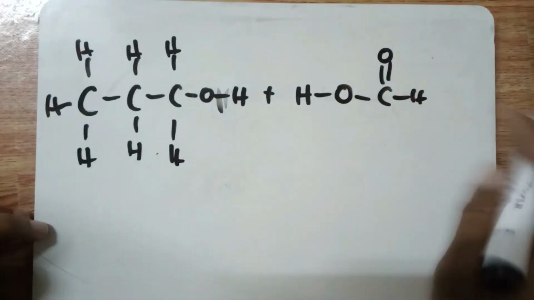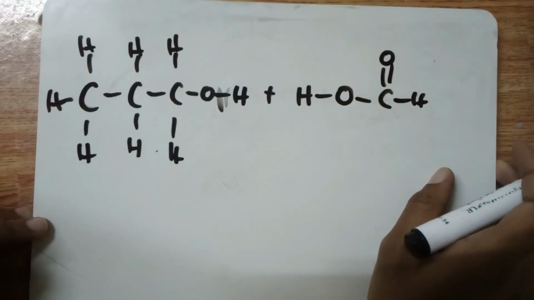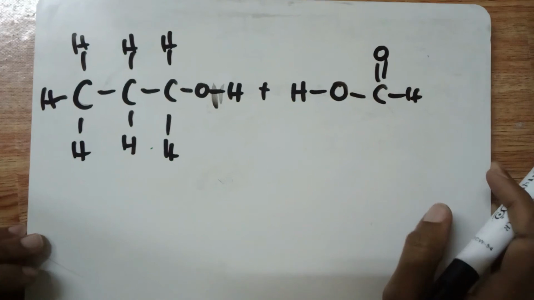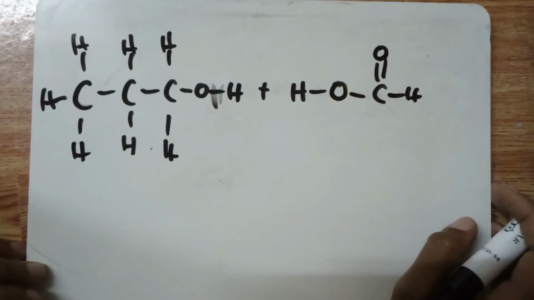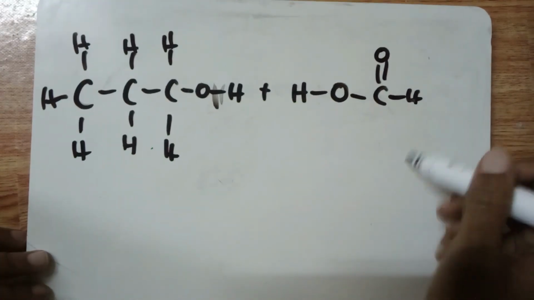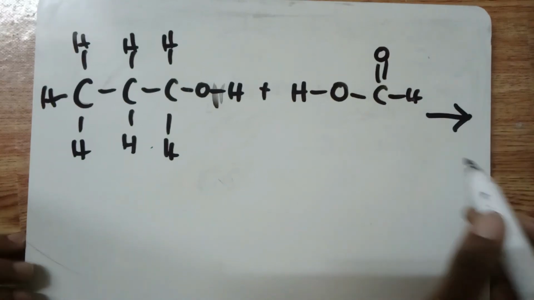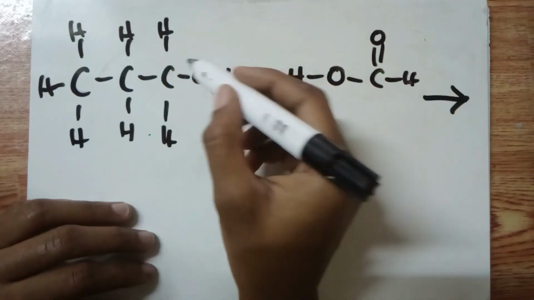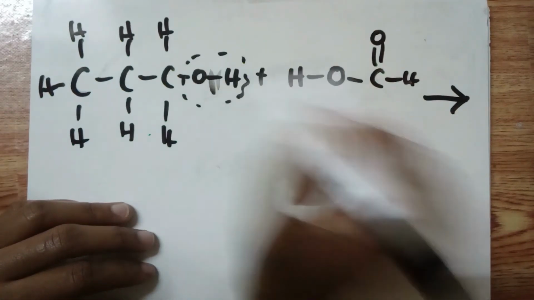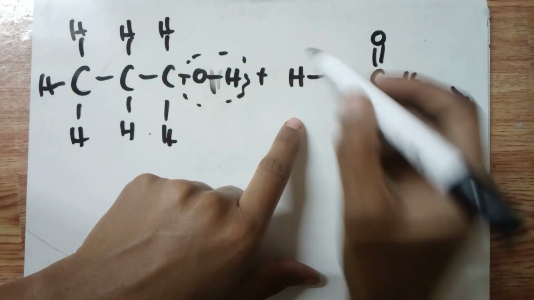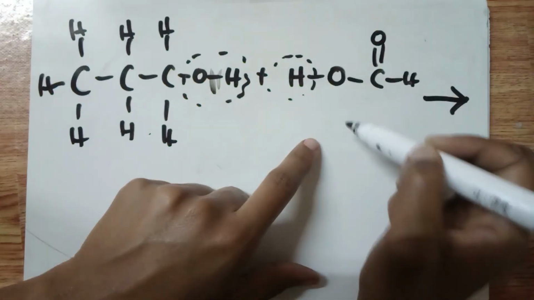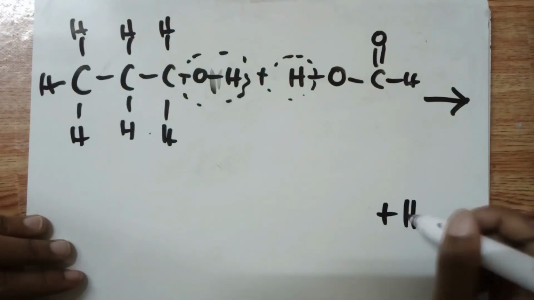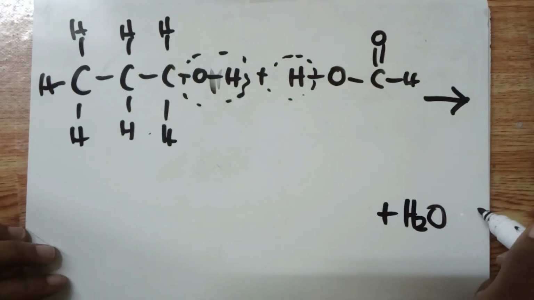So remember, this reaction has to happen in the presence of a concentrated acid catalyst, such as sulfuric acid. And then what's going to happen is that from the alcohol, we're going to remove the OH. And from the carboxylic acid, we're going to remove the H. When they bond together, you can see that they will form H2O. So water will be released in this situation.